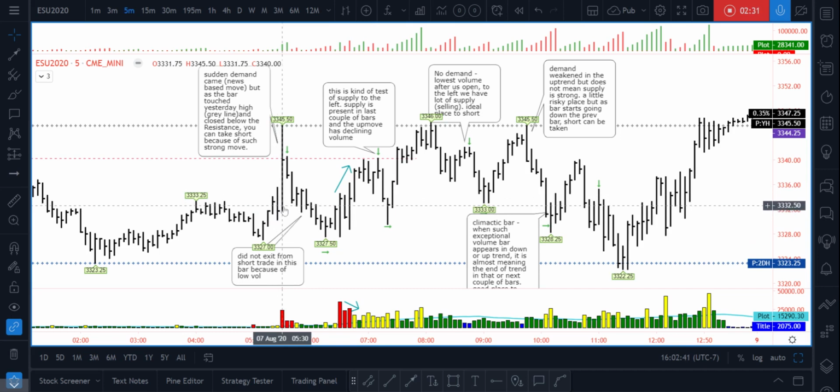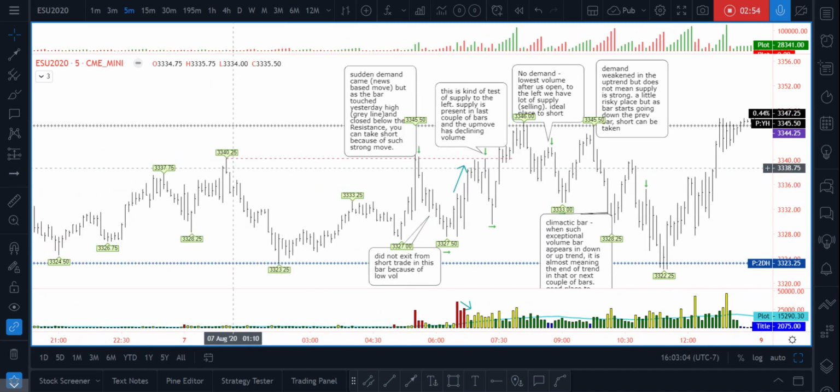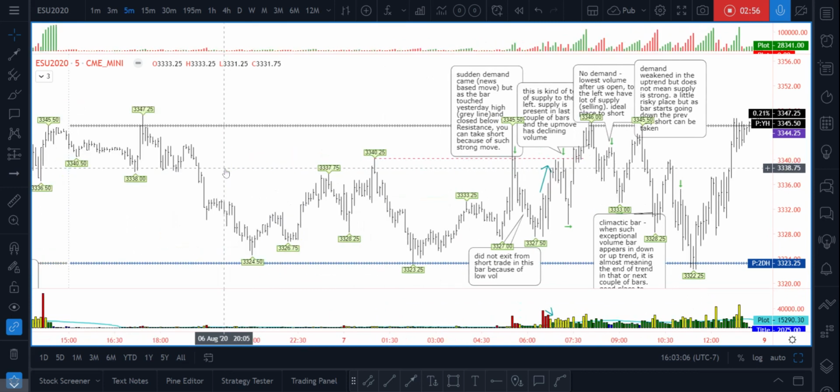But suddenly the news happened. I think there was some employment news, the jobs news, that came up, which propelled the bar to a significant high. But see what happens: the volume is extremely high compared to all of these bars. It's very high, and you can see there is one swing high.